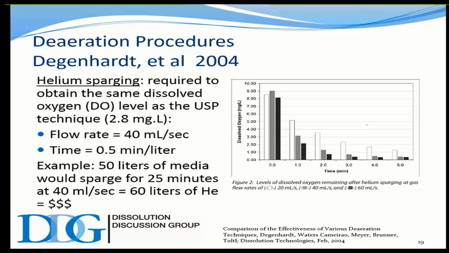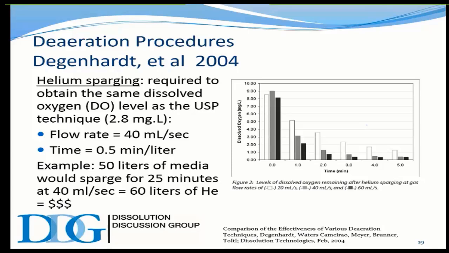They say, well, we just put a little air stone on it and just let it run for about 5 minutes, and they call that deaerated. Well, usually that has to be followed up with some type of measurement we'll discuss later, like a dissolved oxygen measurement. But for acceptable efficiency, like getting down to around the USP level, again, that's just below 3 milligrams per liter, what they've found is that it will require a flow rate of helium of about 40 milliliters a second.